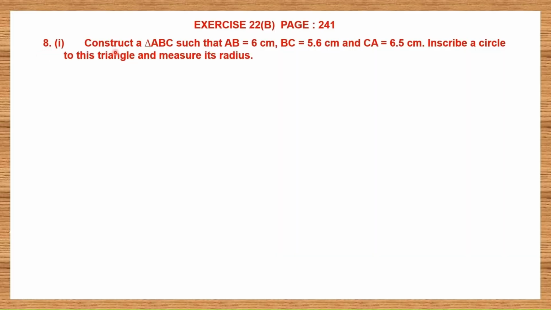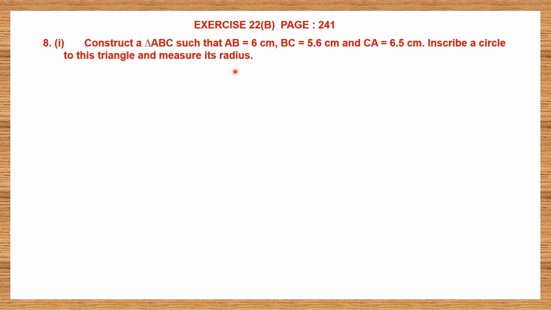Question 8, the first one. Construct a triangle ABC such that AB is 6 centimeters, BC is 5.6 and CA is 6.5 centimeters. The first step is to construct a triangle with the measurements of 3 sides given to us. Next part of the question is inscribe a circle to this triangle. That means draw a circle inside. Inscribing a circle means drawing an incircle and measuring its radius. So how do we do this?